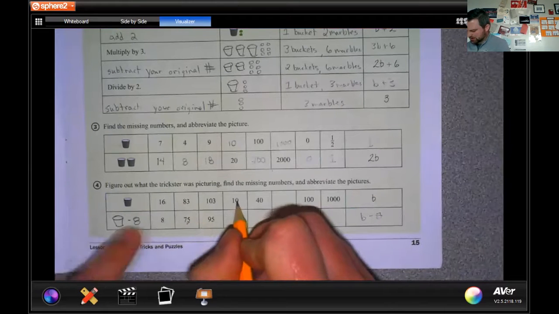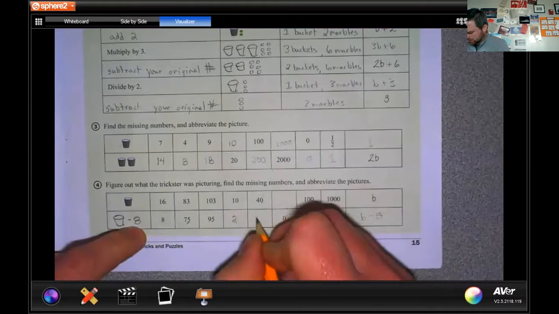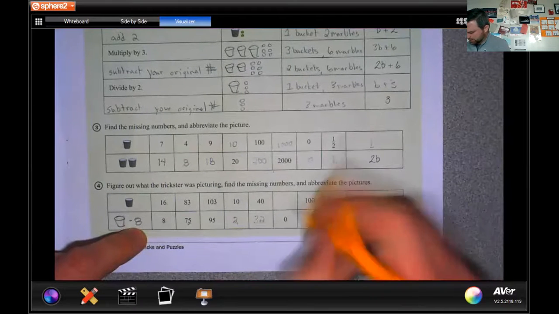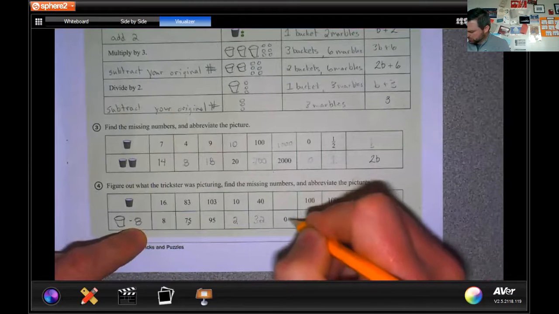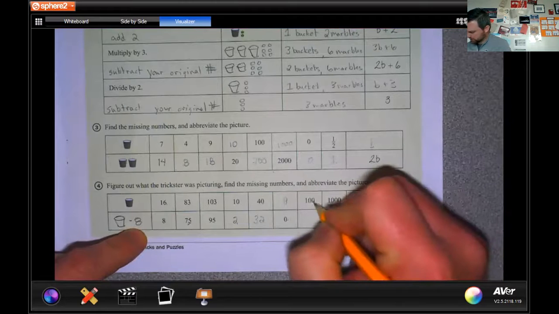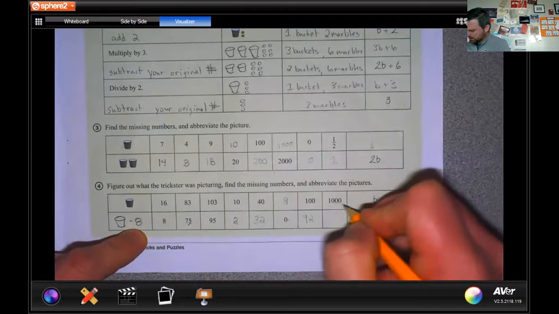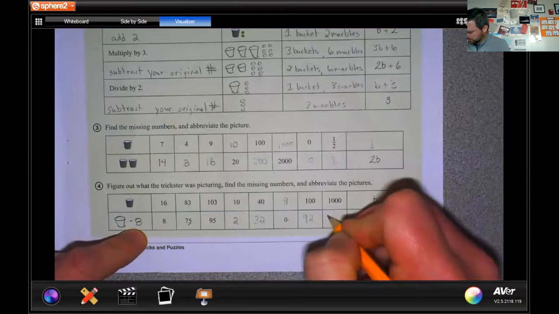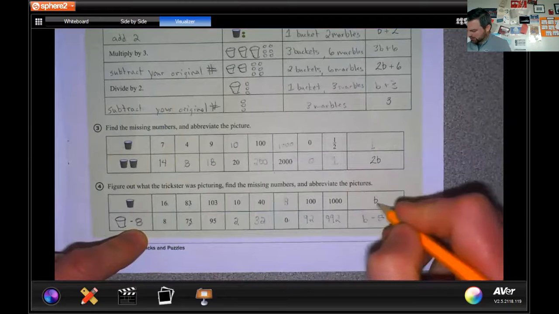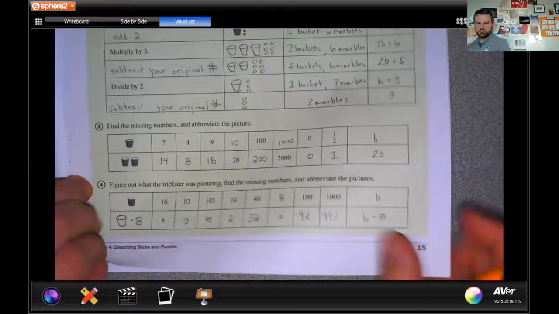So 10 minus 8 is 2. 40 minus 8 is 32. Now, when we go this way, we have to add. So 0 plus 8 is 8. Going this way, we subtract. So 100 minus 8 is 92. 1,000 minus 8 is 992. And then a bucket minus 8 is b minus 8. All right. So that one was a little bit tricky because we didn't have any marbles to get rid of.